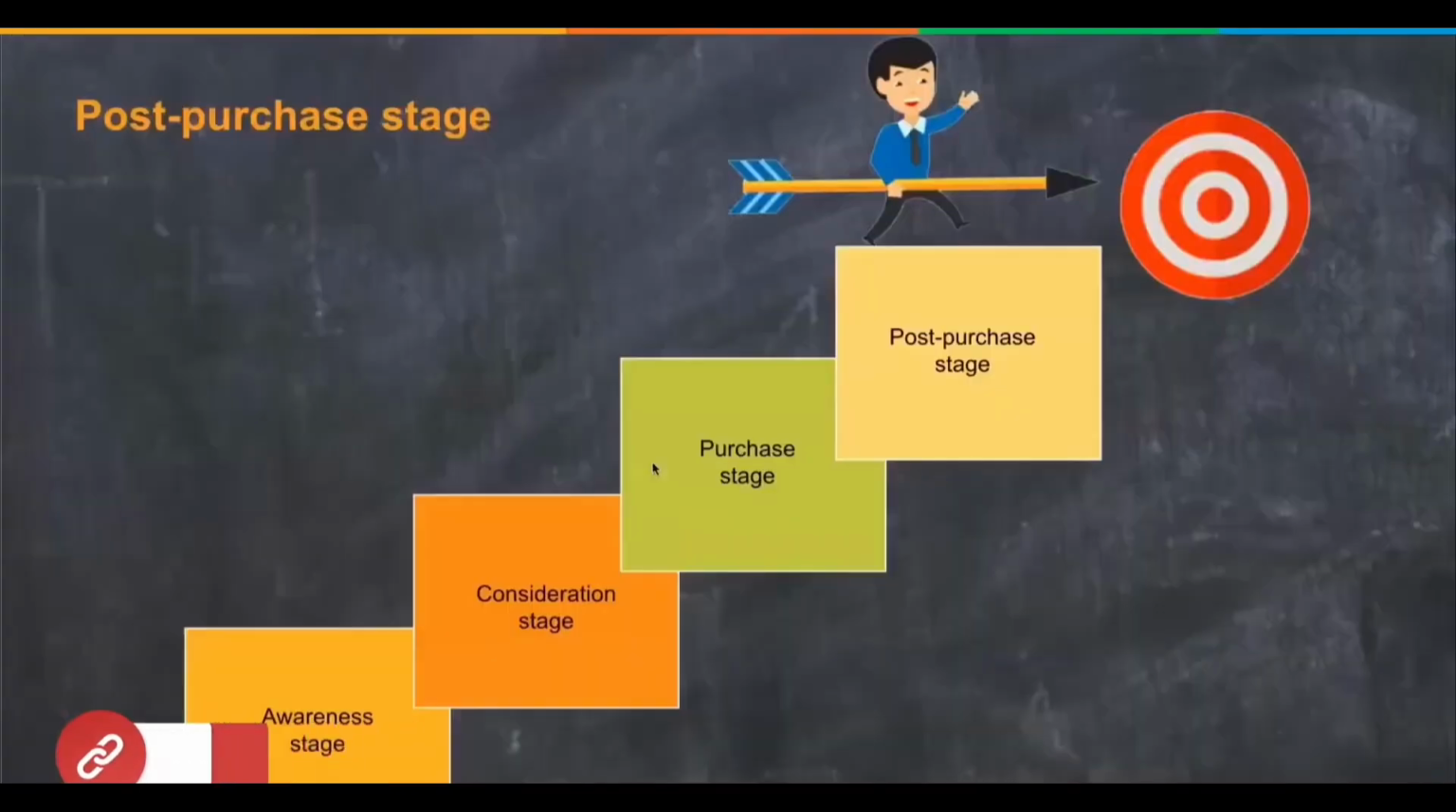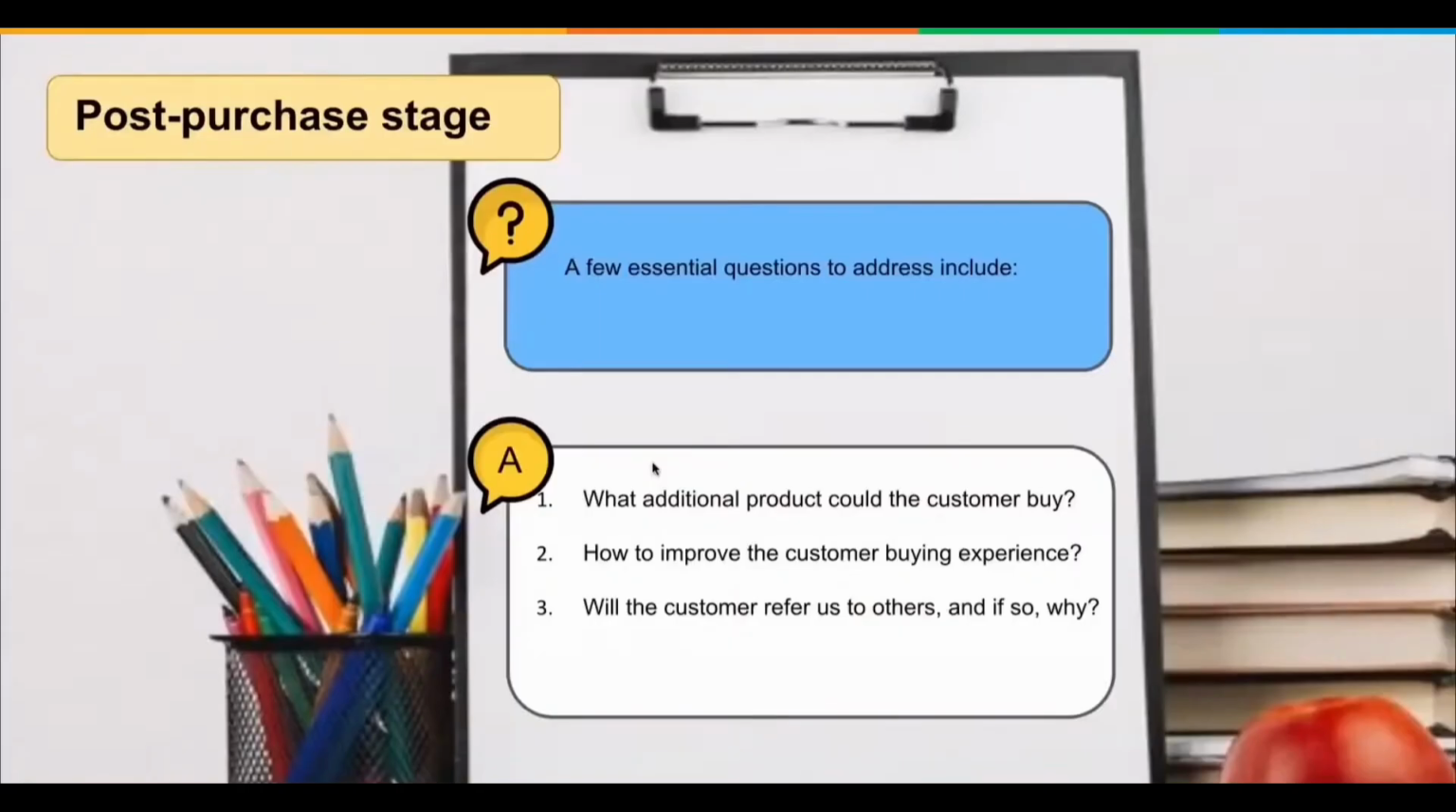So let's move on from the purchase to the post-purchase stage. So this is after somebody purchases. Okay, so some essential questions we want to be able to address here. So what additional product could my customer buy? Now that they're my customer, what else could I sell them?